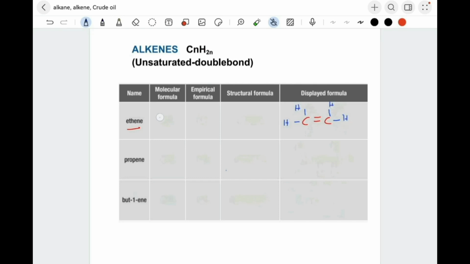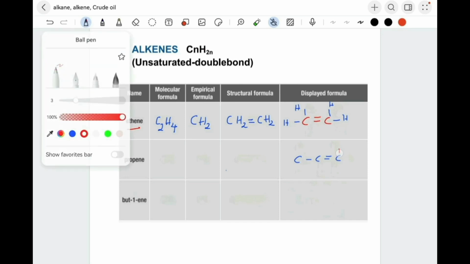The molecular formula of this compound is, count the number of carbon and hydrogen and write your answer, C2H4. Empirical formula is the simplest ratio. Take the lowest number and divide your answer, or you can just check the ratio, CH2. And the structural formula would be CH2CH2. You don't need to show any other bond, but just show a double bond in your answer. CH2 double bond CH2. For propene, 3 carbons with 1 double bond. This double bond can be on the right side or it can be here.